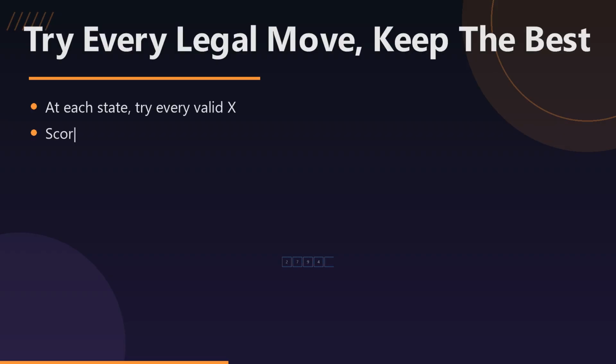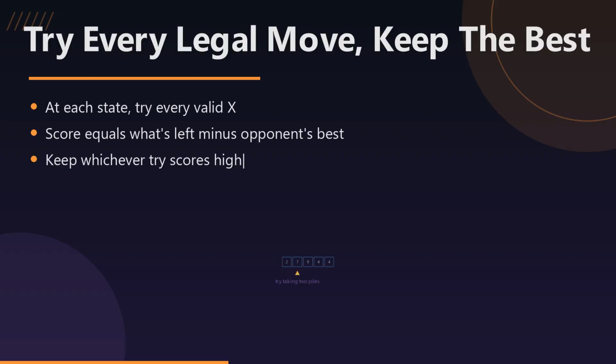The recurrence is your best score from here equals everything remaining minus whatever your opponent scores best from the state you leave them in. You try every legal number of piles to take and keep whichever leaves you with the highest score. Full disclosure, the first time I wrote this I forgot to update the opponent's limit too, not just the index, and spent an hour chasing a wrong answer before I caught it. Get that part right and the rest falls into place.